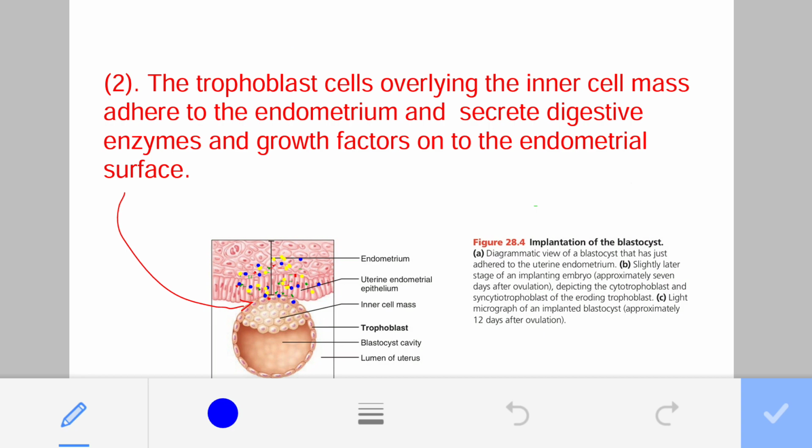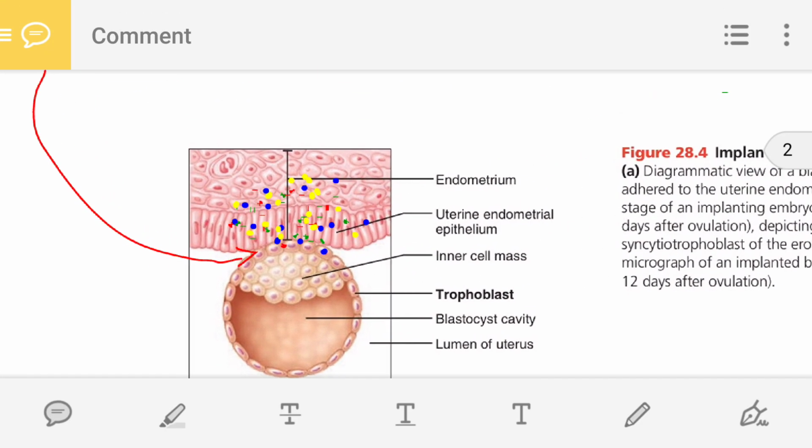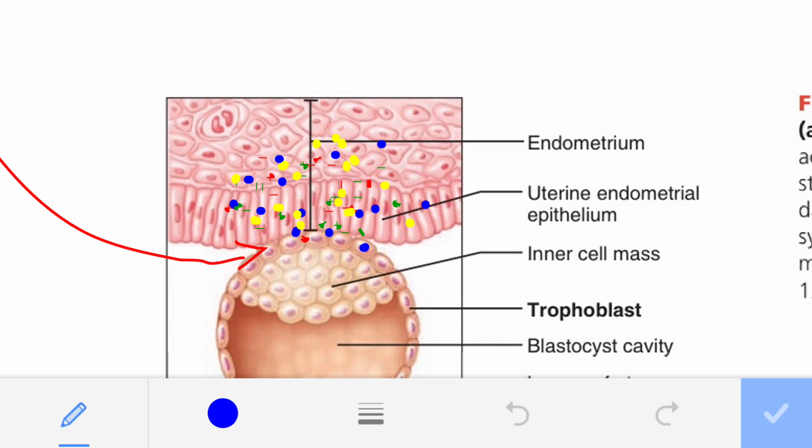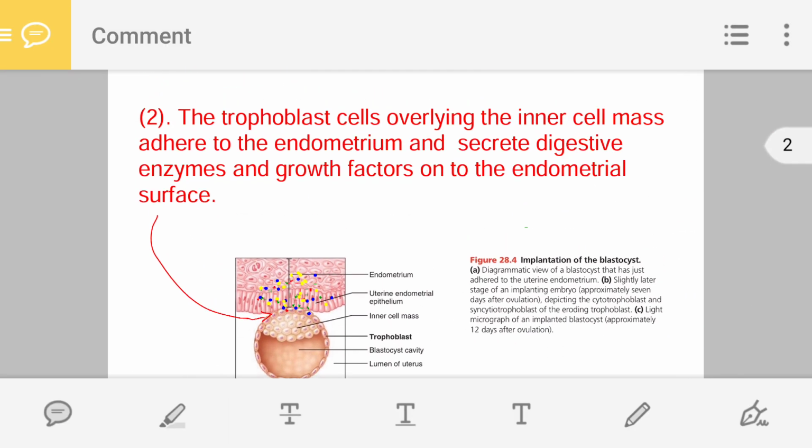Now what are these trophoblast cells doing? The trophoblast cells start secreting digestive enzymes, and they also secrete growth factors onto the endometrial surface. As you can see with the colored dots, I am showing that the trophoblast are secreting the digestive enzyme and the growth factor on the endometrium. So this was the second point.